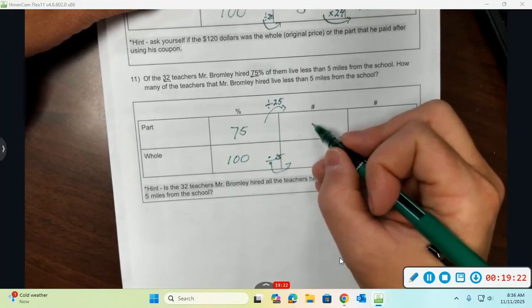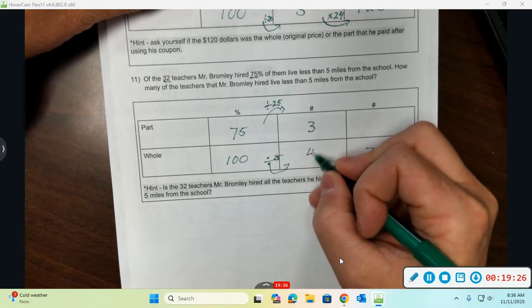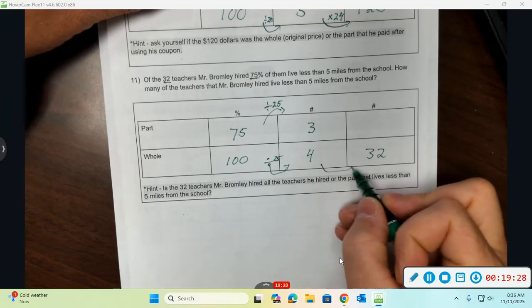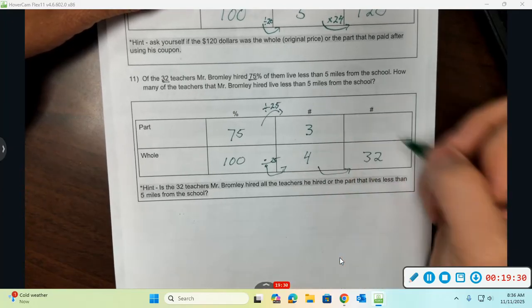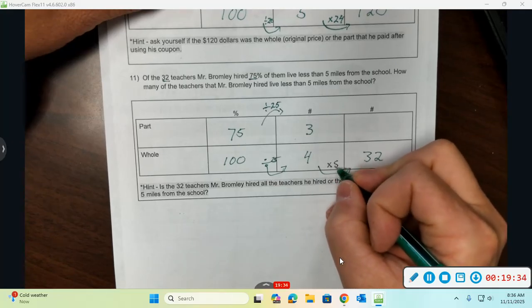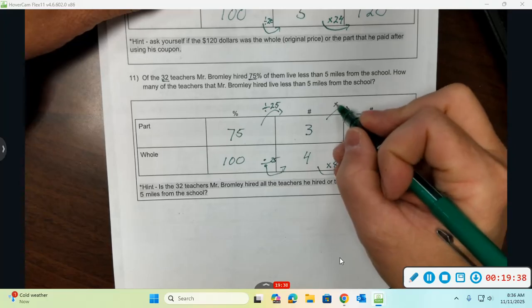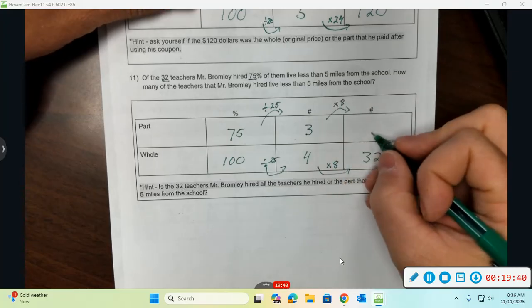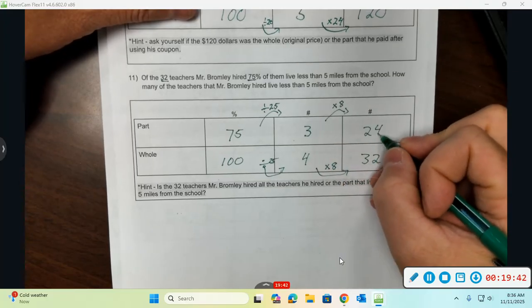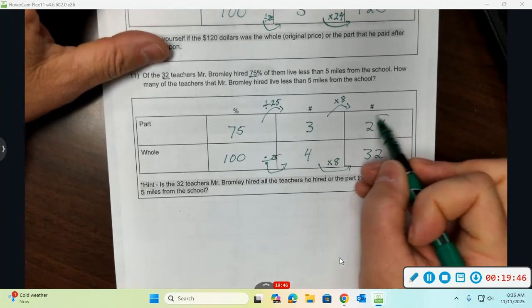75 divided by 25 is 3. 100 divided by 25 is 4. Now, 4 does go to 32. What would I have to multiply it by? 8. So then 3 times 8 is what? 24. So how many teachers that he hired live less than 5 miles? 24.